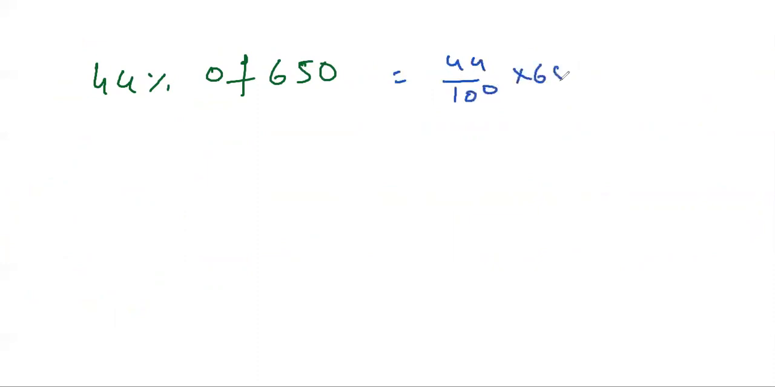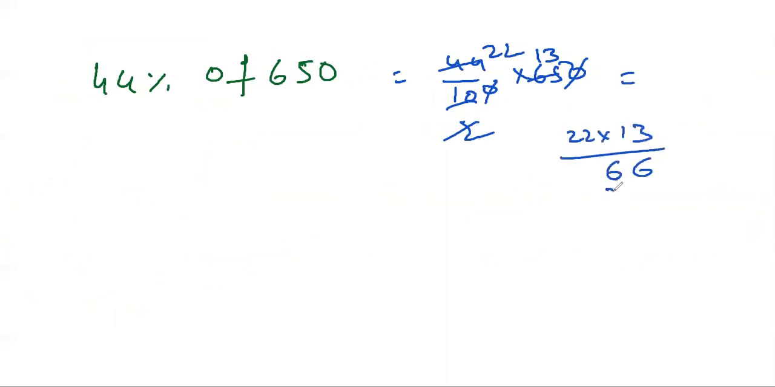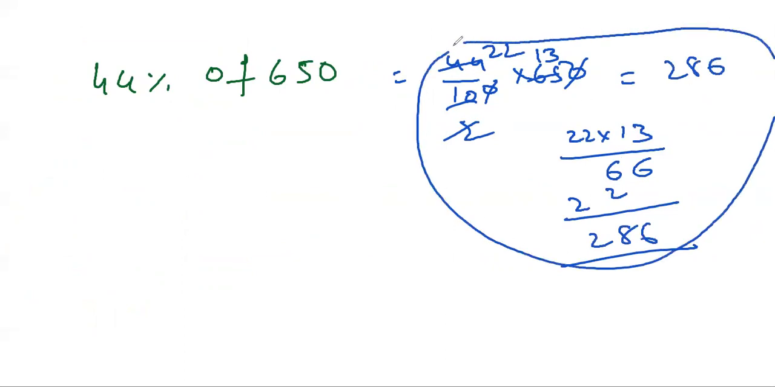See this one, 44% of 650 is there. How will we do the calculation? Very easy. Don't do the calculations like this: 44 by 100 into 650. 0 cancel. 5 2 times cancel. 5 13 times cancel. 2 22 times cancel. 22 into 13. 6, 6, 2, 2, 286. Answer is 286. This much lengthy calculation is not required.